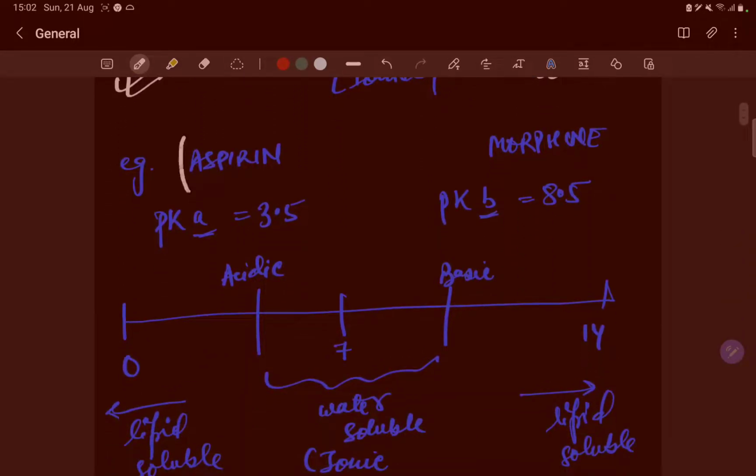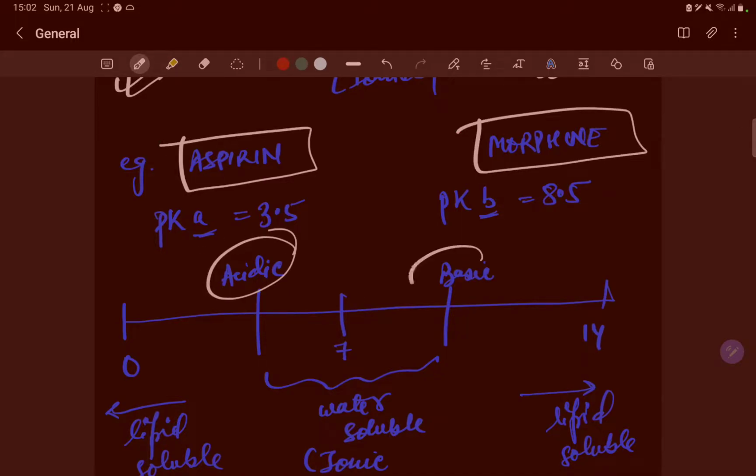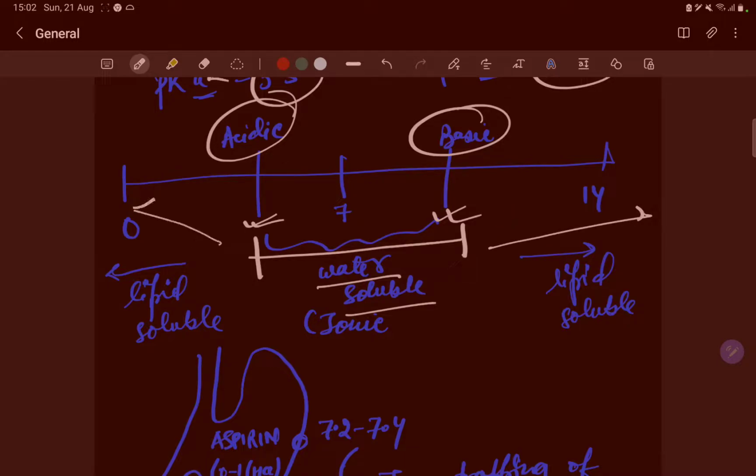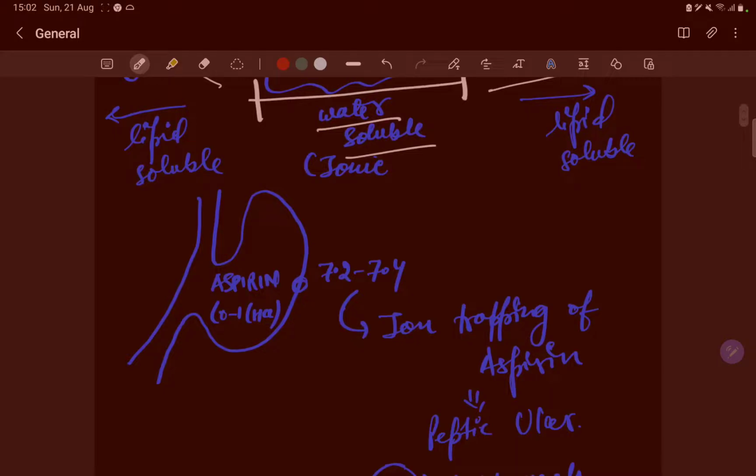Now the important thing to understand is aspirin is acetylsalicylic acid, so it is an acidic drug, and morphine is a basic drug. Okay, so it is an acidic drug, इसका pKa बोला जाएगा, that is 3.5, और this is a basic drug, इसका pKb बोला जाएगा, it is 8.5. So we have to understand that water solubility is between this acidic drug and basic drug. These are weakly ionized, so these are water soluble, but extremes are lipid soluble. It means more than strong basic या strong acidic बोला जाए, तो these are lipid soluble. This you have to understand, right?